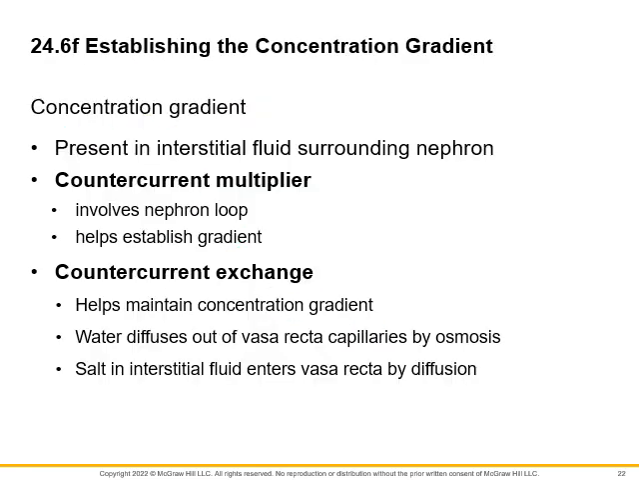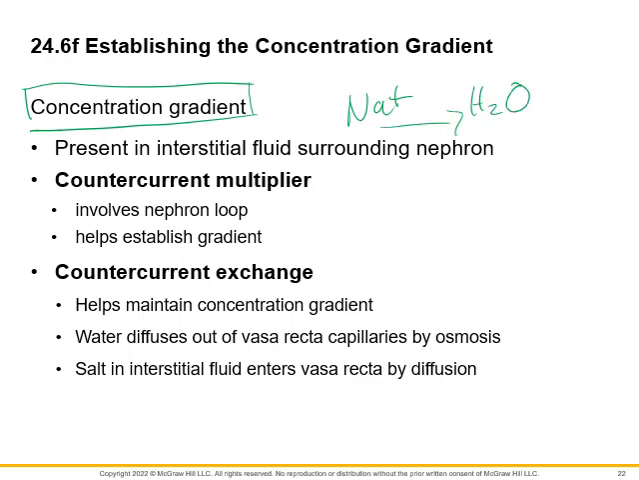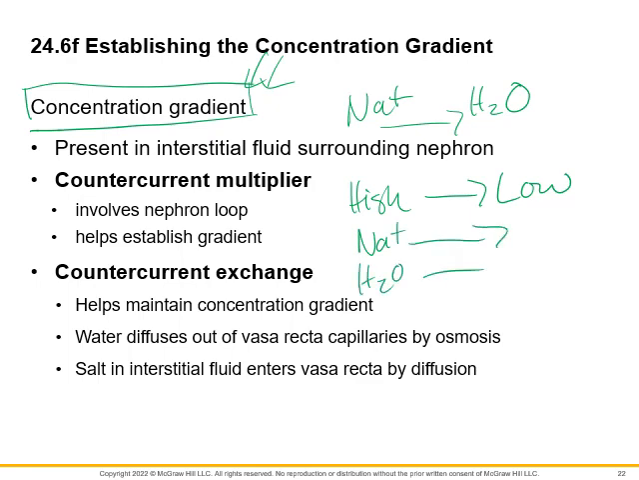Now I have to talk about establishing a concentration gradient. This is a little bit difficult. Hopefully the next image, as I walk you through it, will make a little bit more sense. But remember, if we're moving sodium and water, this is all happening because of the concentration gradient. Sodium moves from high to low if we're talking about passive transport. So sodium's going to move from high to low, and water's going to follow. And we have to set up this concentration gradient if we're talking about passive transport.